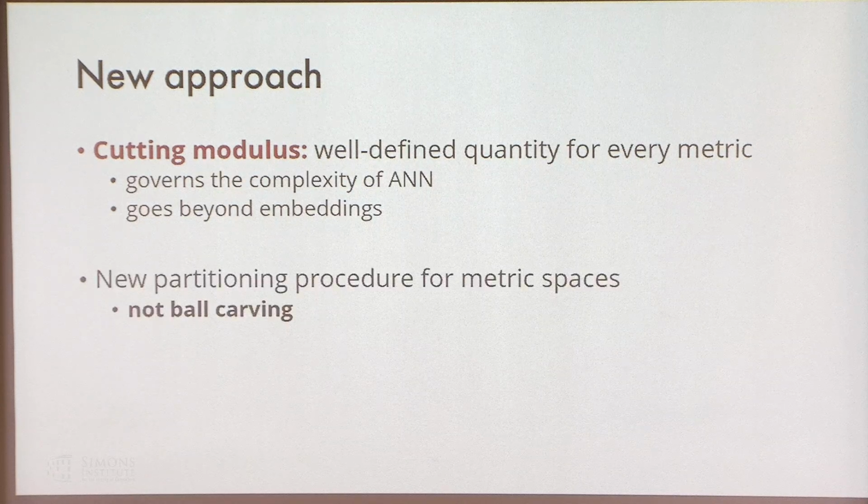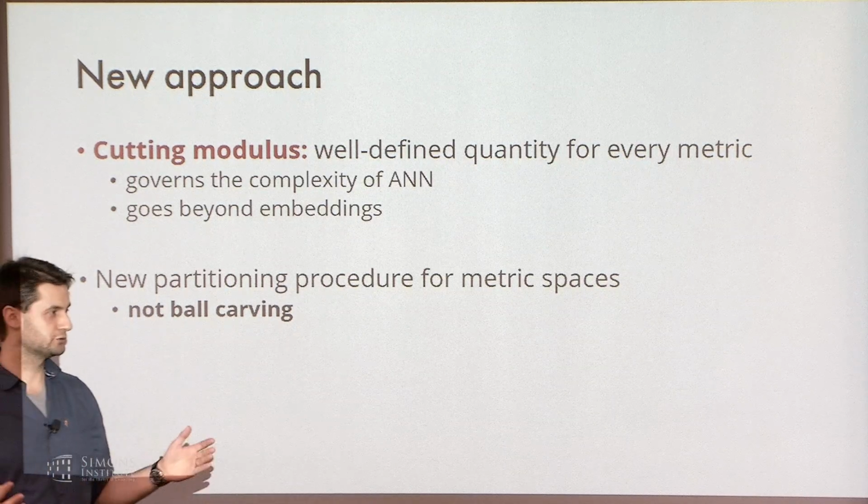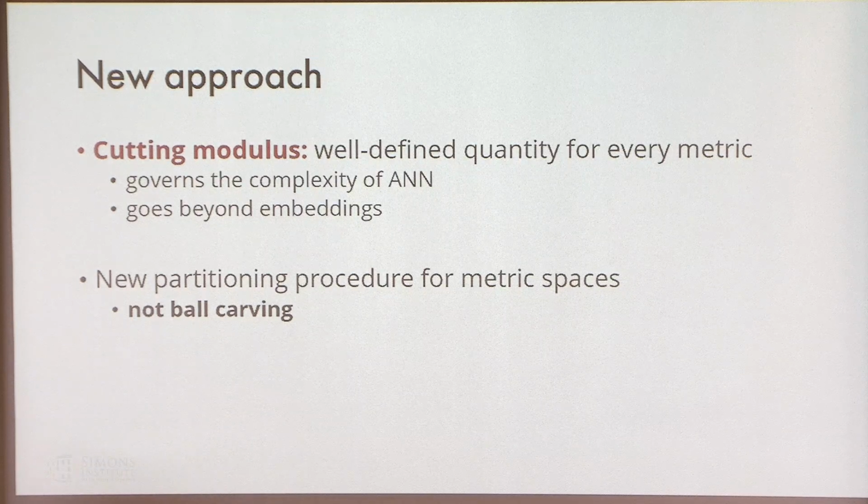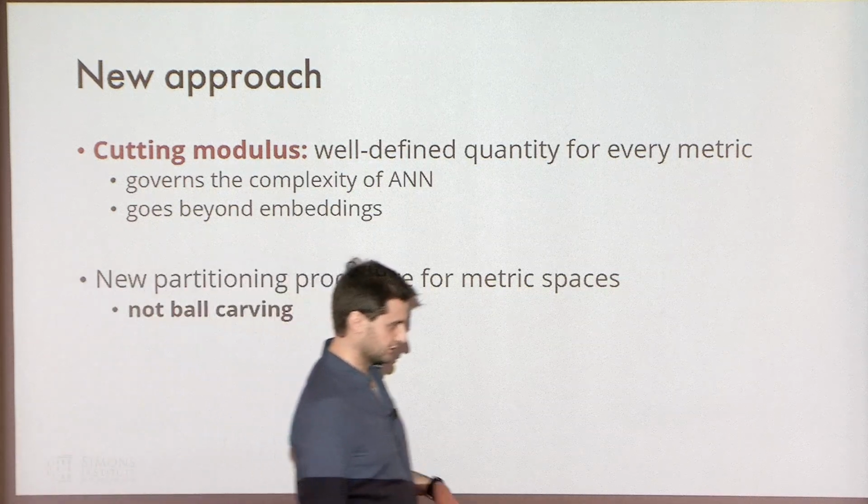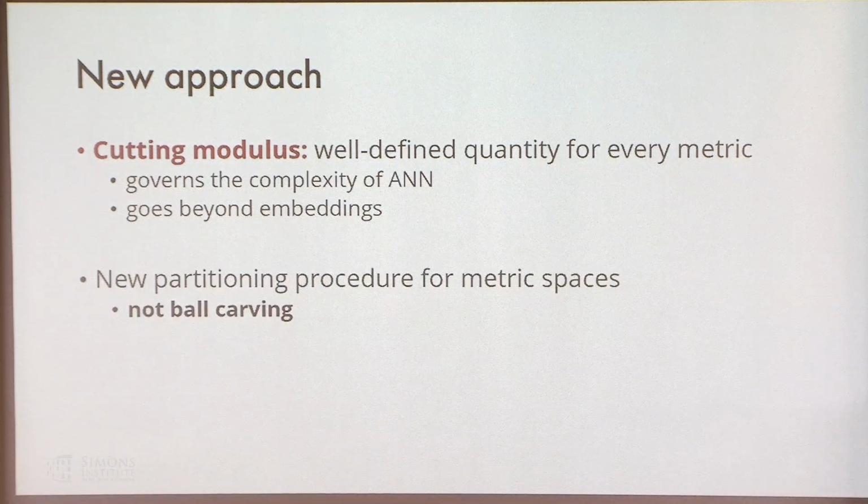Another component, and this is pretty much connected to this point, how it governs the approximate nearest neighbor search, is that using this notion we're showing a new partitioning for metric spaces, which is based on this notion of cutting modulus. I should mention, especially for experts in the audience, this partitioning is not ball carving, or at least we don't know how to show that ball carving actually works here. It might just as well, but it's not ball carving, which is a very classic way to do partitioning and obtains, for example, optimal algorithms for Euclidean space and so forth.